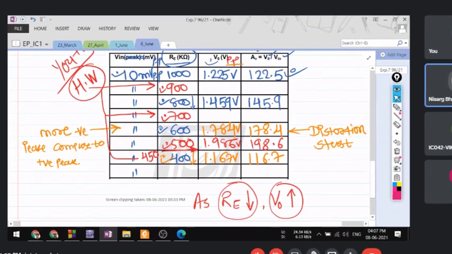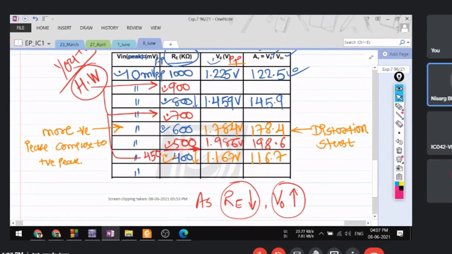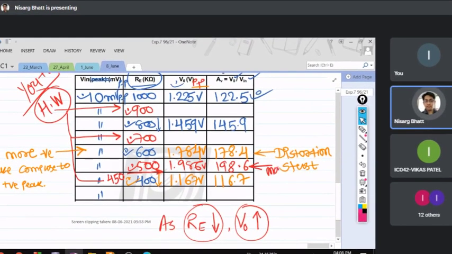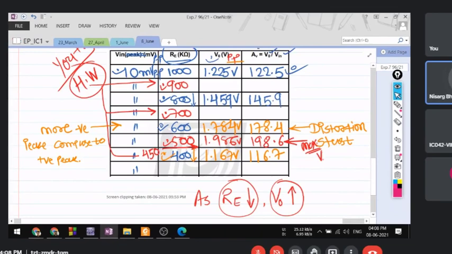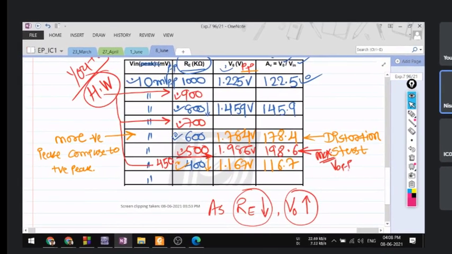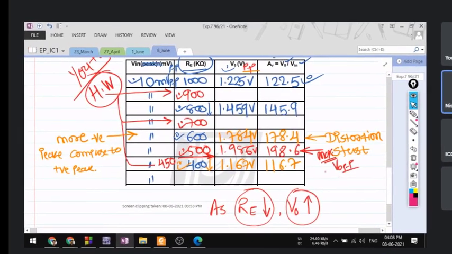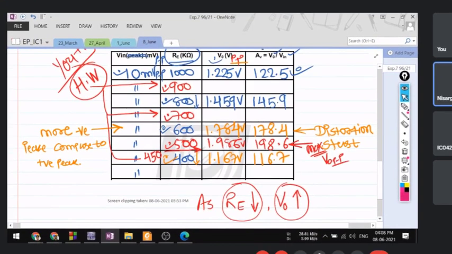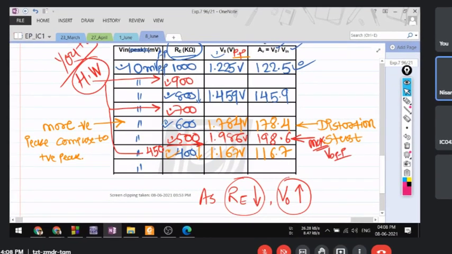So here you can see, student, your output is increasing: 1.2, then 1.4, 1.7, 1.9. But after some point, it again starts decreasing, right? So at 400, oh, it decreases. So can I say that up to 500 it is increasing? Up to 500, so that is called the maximum, the maximum V output peak to peak. So the maximum V output peak to peak is how much? 1.96 volt. But after that it is decreasing.